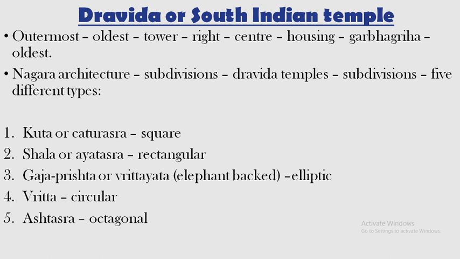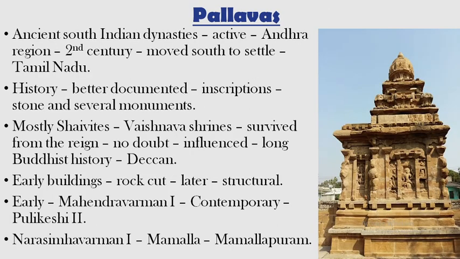The Nagara architecture has subdivisions, and in the same way Dravida temples also have subdivisions, and they are basically 5 different types. Kuta or Chaturashra, that is square. Shala or Ayatashra, that is rectangular. Gajaprishta or Vrittayata, that is elephant backed elliptic. Vritta was circular, Ashtashra was octagonal.